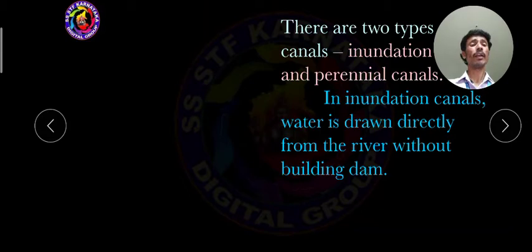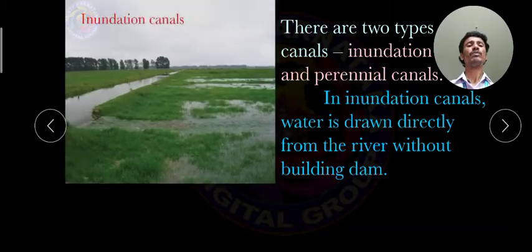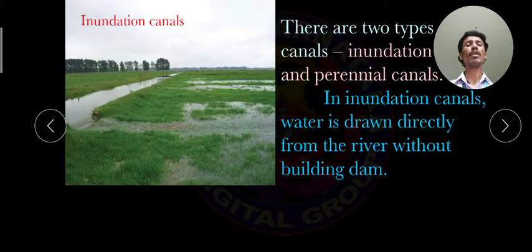So here inundation means river flowing, and the river water is drawn directly from the river without building a dam. That river water is directly used in agriculture. So that is an inundation canal. Another one is the Perennial Canal. So that is the inundation canal: river flowing means we draw a canal system that is useful for agriculture.